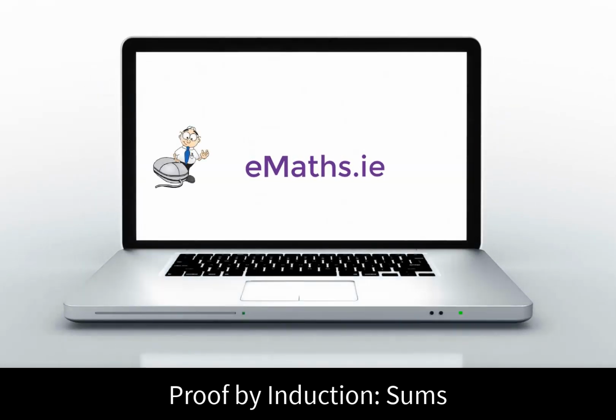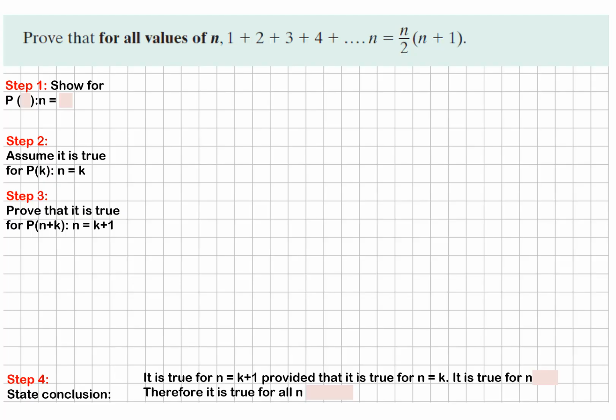Proving by induction, this is a sums example for Leaving Cert higher level. We're being asked to prove that the sum of these natural numbers, 1 plus 2 plus 3, add up to n over 2 times n plus 1. Here we have a template for solving this type of question.